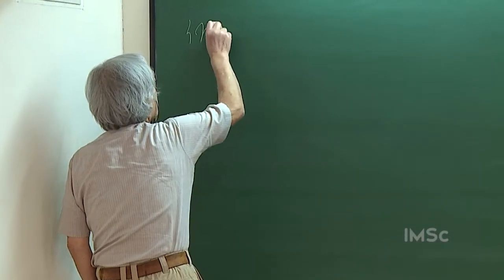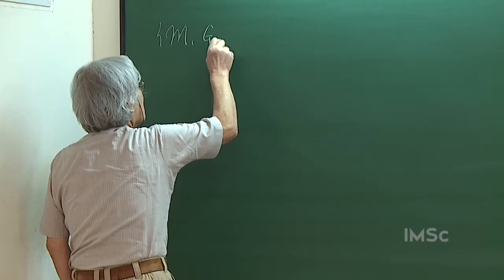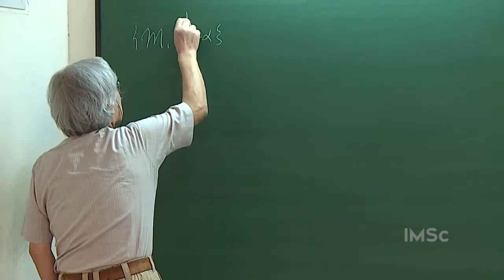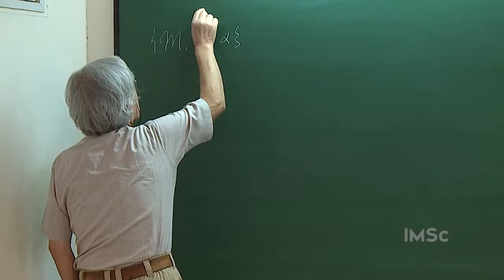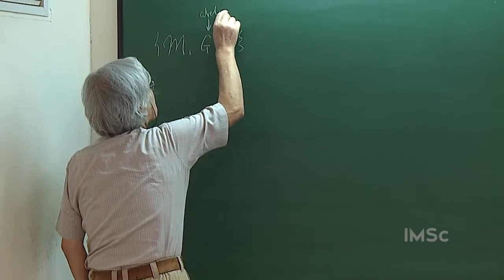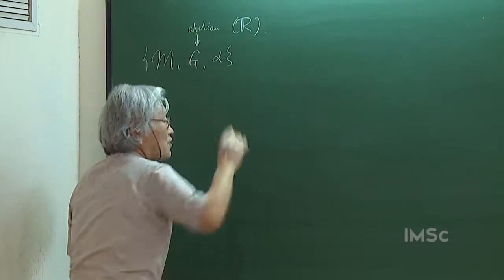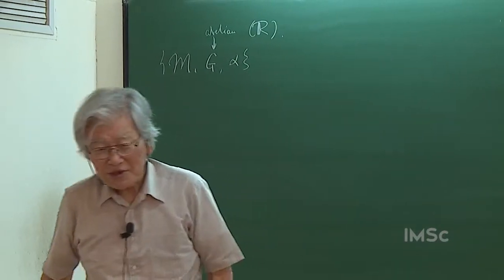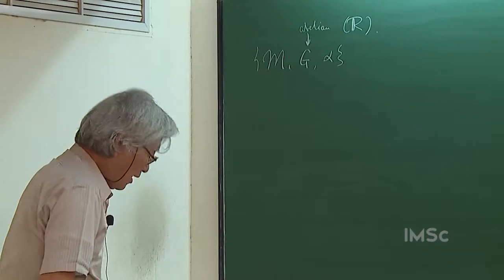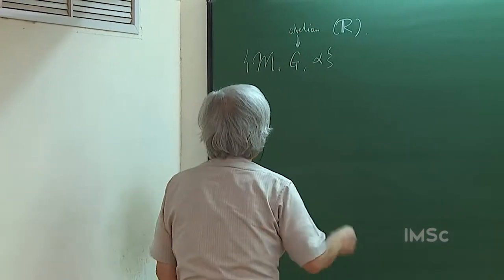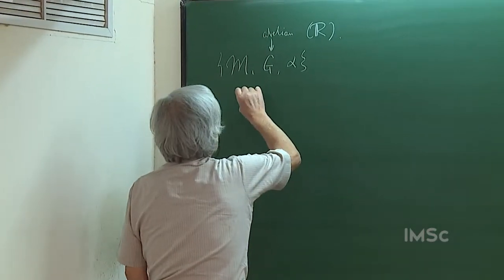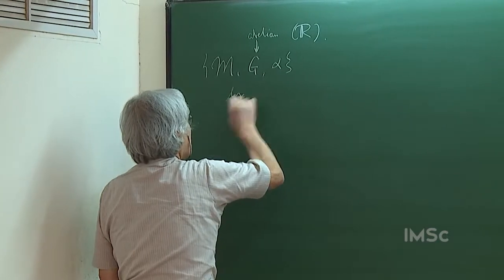What we have is M, G, and alpha. And this one is now abelian. In fact, maybe most relevant to us is the group of real numbers. And M acts on the Hilbert space H.